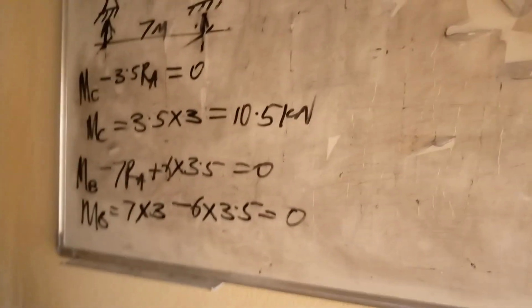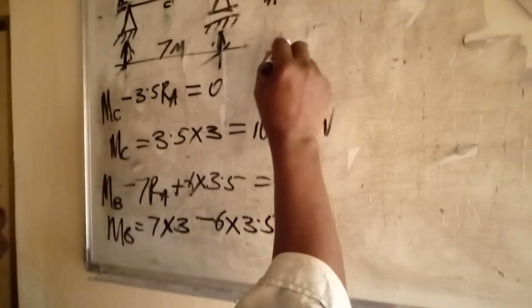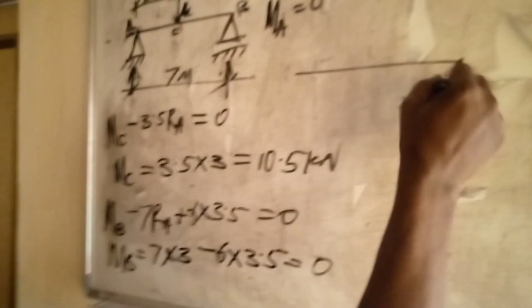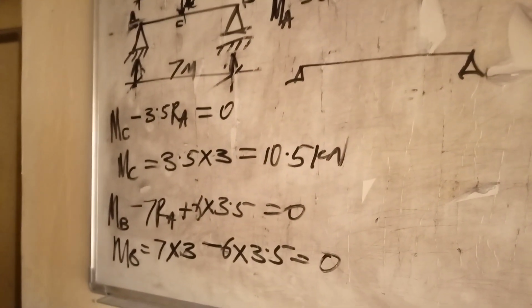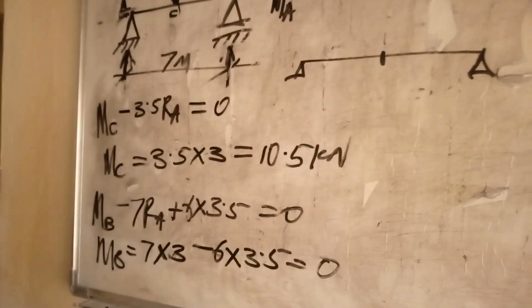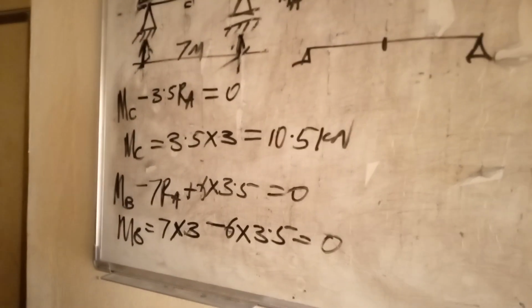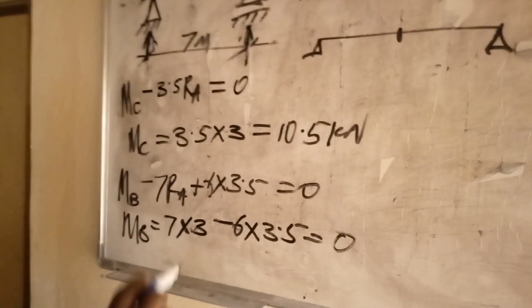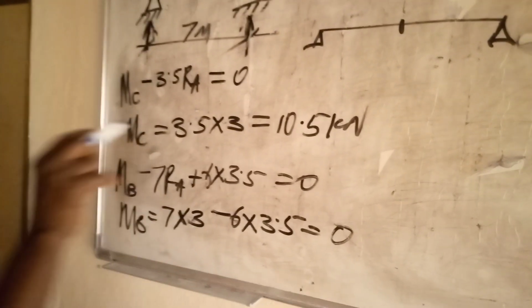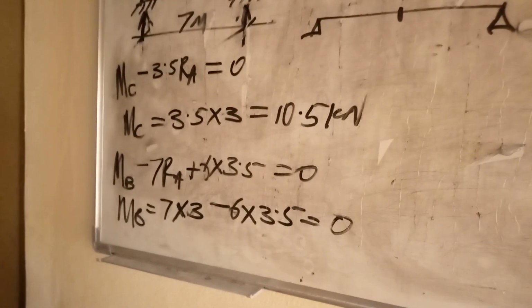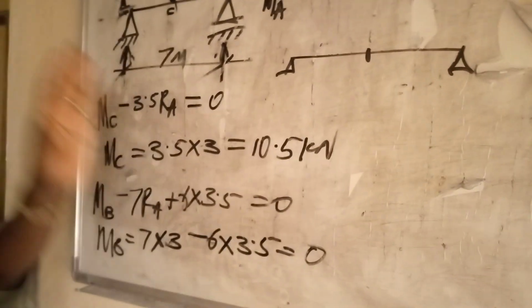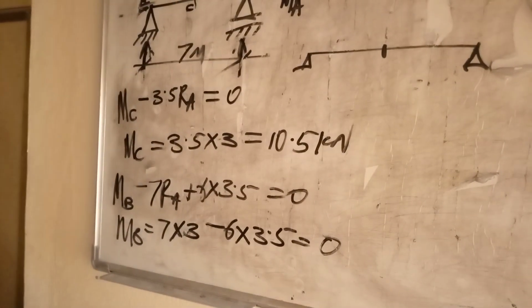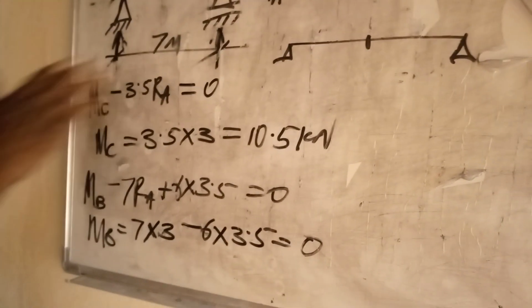If I want to draw the diagram of the bending moment, this is the beam. At point A, the bending moment is 0. At point C, the bending moment is 10.5. At point B, the bending moment is 0. The bending moment diagram is a graph of bending moment against distance.